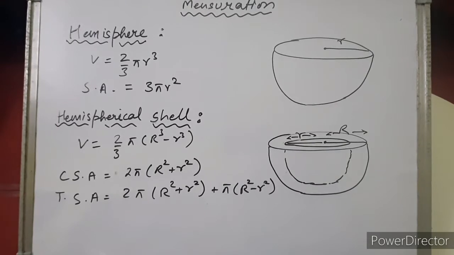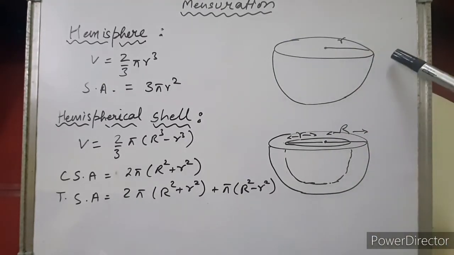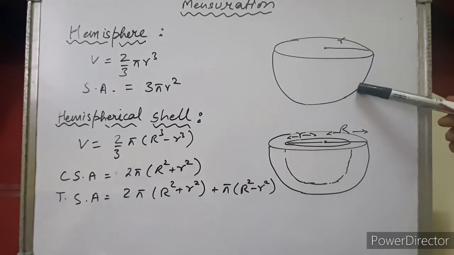Okay children, let's see the formulas of hemisphere. Hemisphere is what? The half of the sphere, and the volume of the hemisphere is 2 by 3 pi r cube. The surface area of the hemisphere is 3 pi r square. So this half of the sphere is 2 pi r square, and this area has been added when we cut the sphere into two parts. The area of the circle is pi r square.